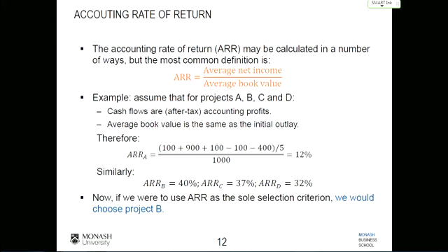With the accounting rate of return, we measure the percentage return, not the year, right? We measure the percentage. And if you simply compare the ARR of the 4 different projects, which one should we choose? The highest one or the lowest one? Highest one, of course, right? And we are going to pick project B.